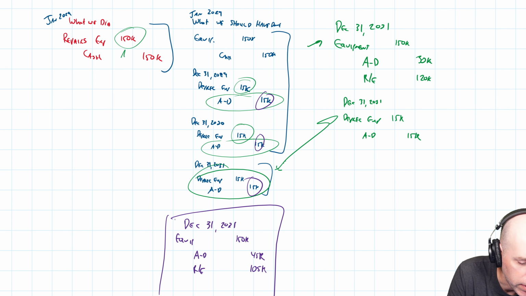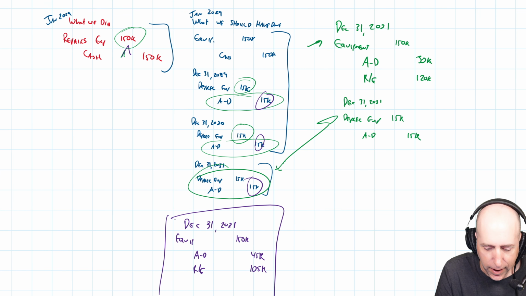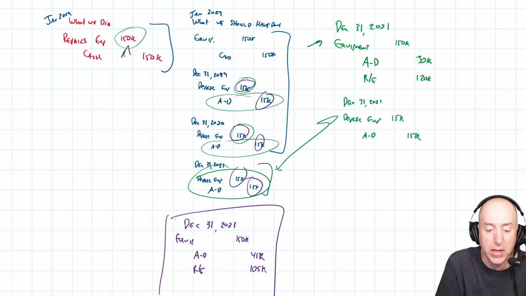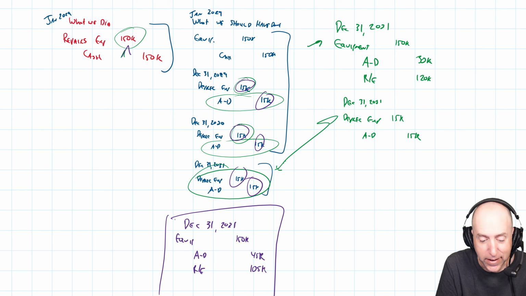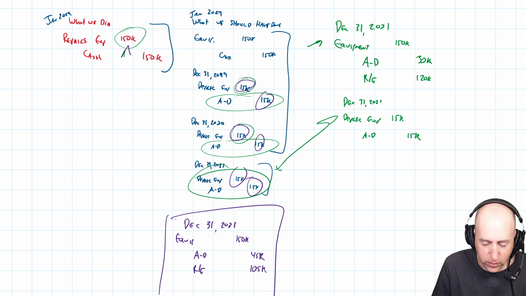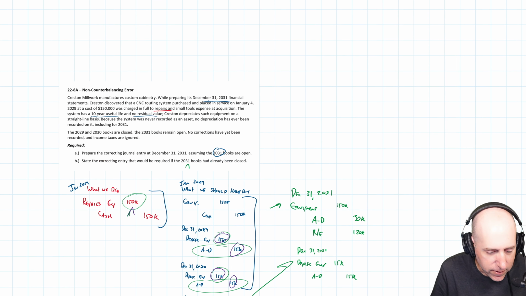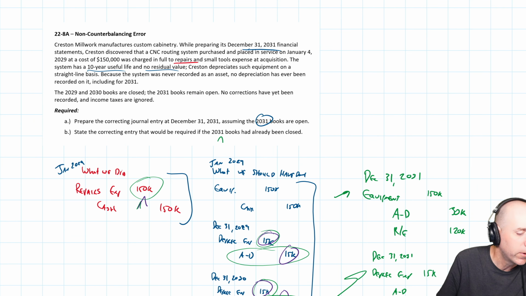And again, the reason being we debited repairs expense for $150K, meaning $150K got debited to retained earnings. As we depreciate, though, $45K would be debited to retained earnings anyway in those three closed years. So because of that, our retained earnings is only off by $105K. And so that's why we fix it by $105K, just $150K minus the $45K. And there we have it. We made it to the end of 22.8a.